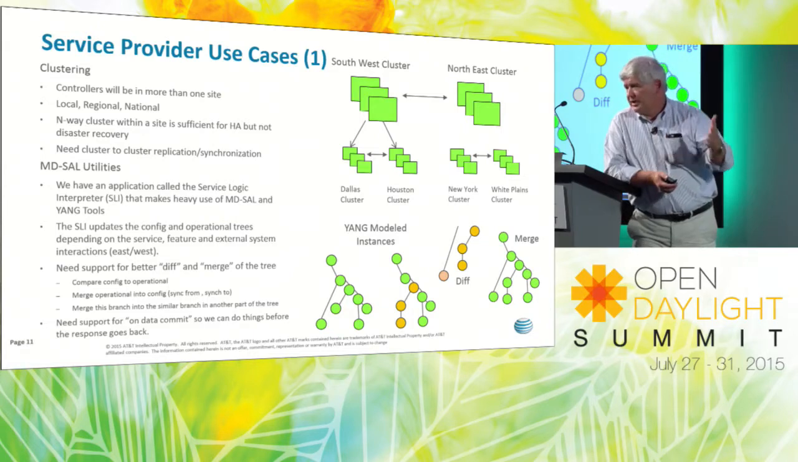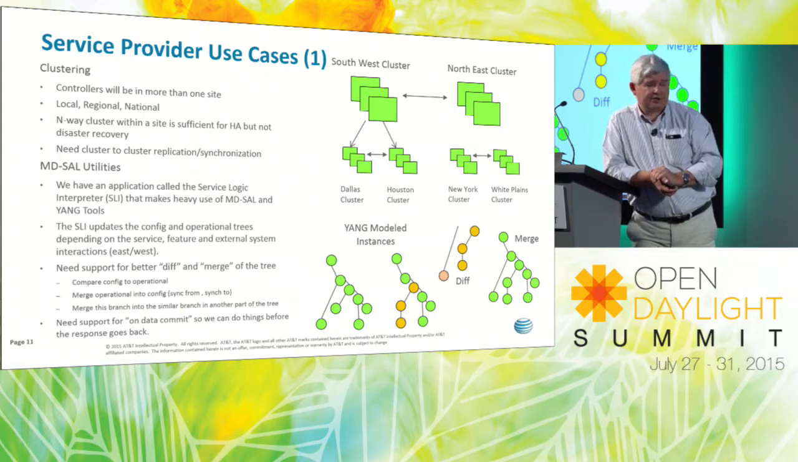So local, regional, national forms of controllers that have both east-west clustering capability across locations, as well as some form of north-south parent-child relationship will be needed. And so this will have to be an active area that people invest in if carriers are going to have to depend on, use, and scale out OpenDaylight clusters across the globe, right?